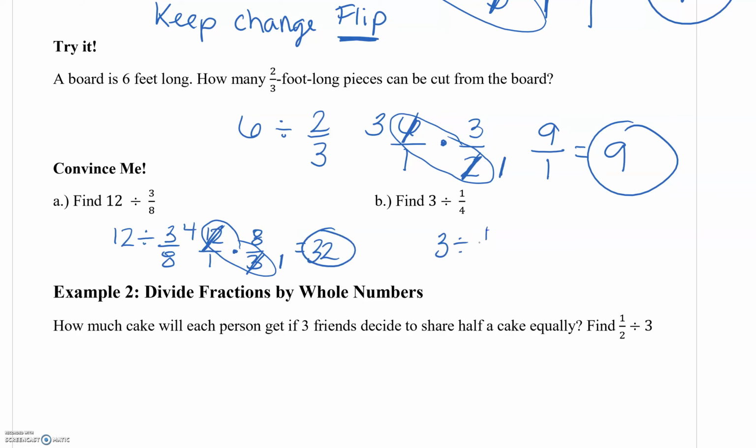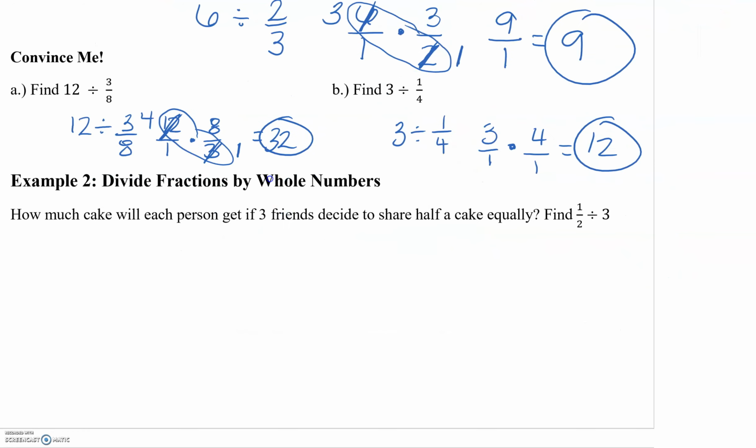3 divided by 1/4. Keep, change, flip. Nothing to simplify here, but multiply across, and I get 12. Okay, so now let's look at example 2.